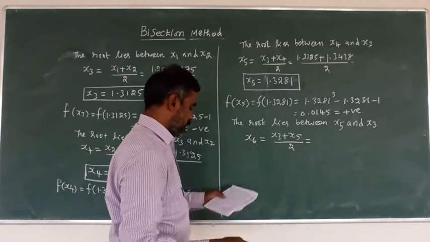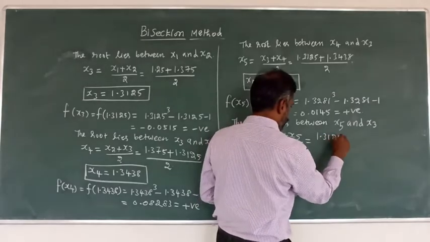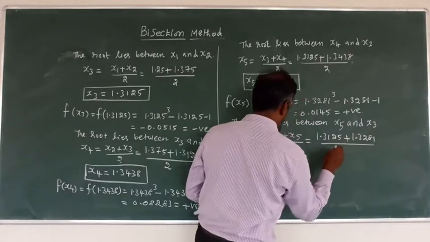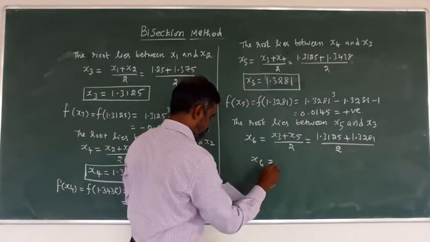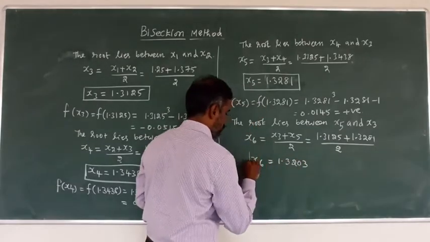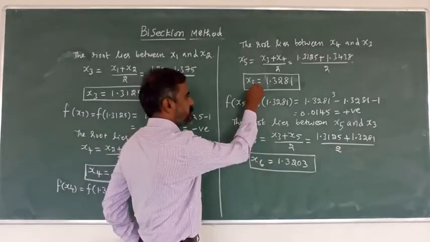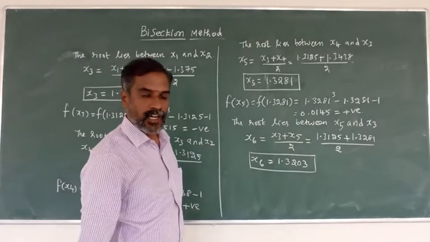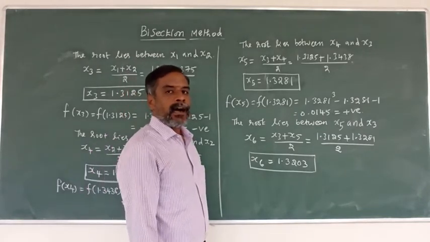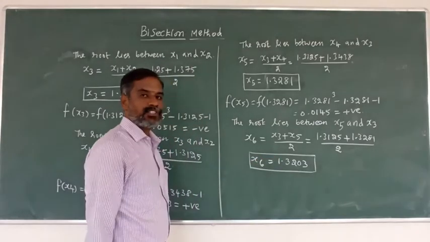x6 equal to the average of x3 and x5. x3 is 1.3125 and x5 is 1.3281, divided by 2. Now we get the result for x6, 1.3203. Now x6 value compare with the x5. Both results are not same. So we have to do another iteration.